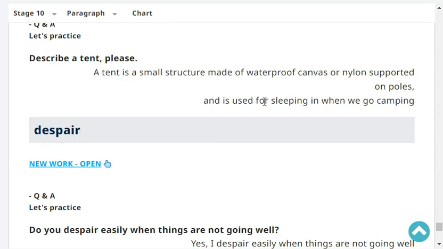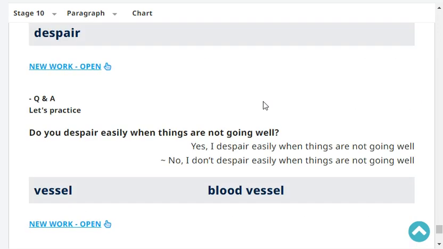Describe a tent, please. It's a small structure made of waterproof canvas or nylon supported on poles, and is used for sleeping in when we go camping. Very good.